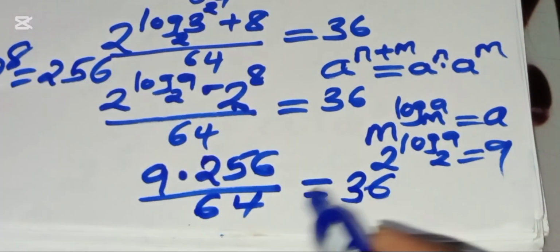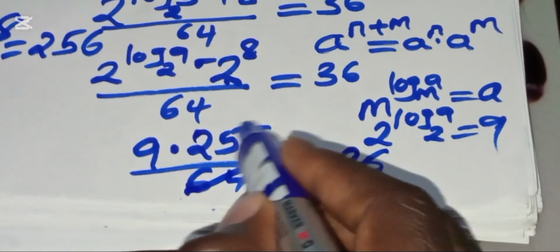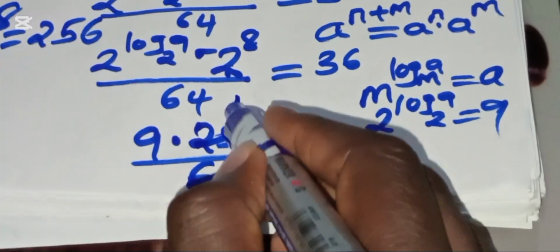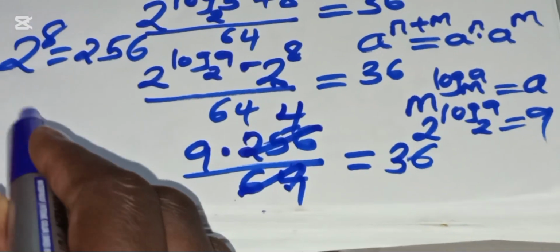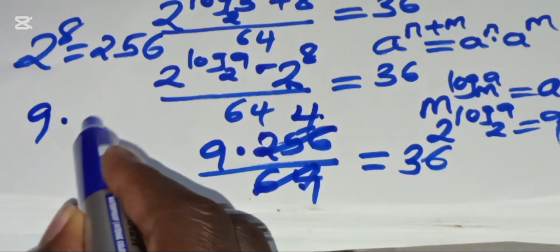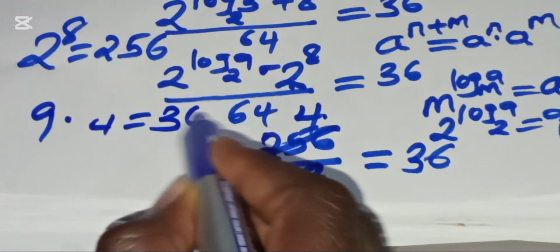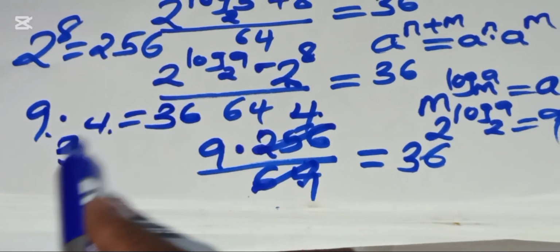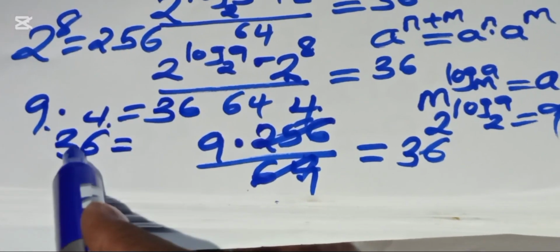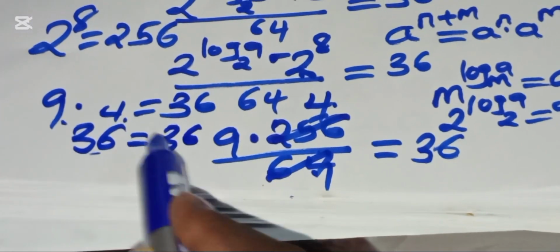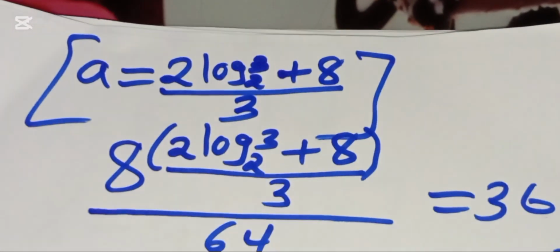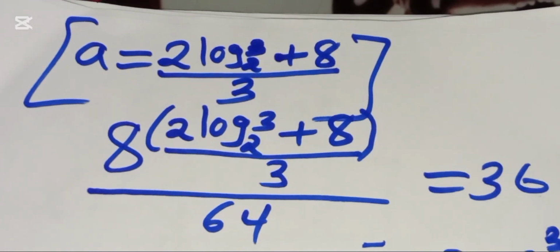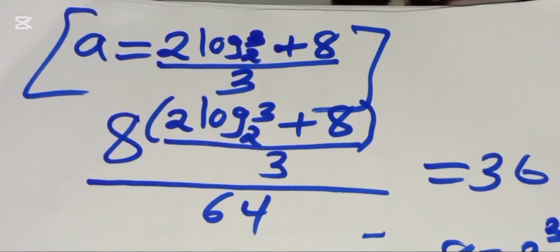Now from what we have here, 256 divided by 64 is equal to 4. So we're going to have 9 multiplied by 4. This is supposed to give us a value of 36. So 9 times 4 is true, this is 36 on the left hand side, which is equal to 36 on the right hand side. That actually affirms that the value of a, which is 2 log 3 to base 2 plus 8 divided by 3, satisfies the equation.